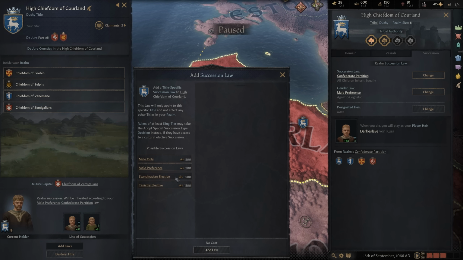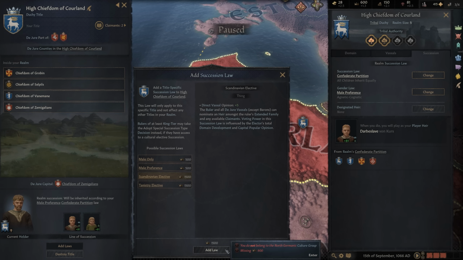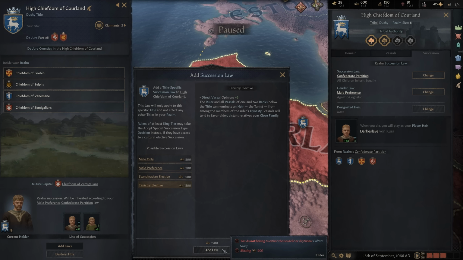And it'll say here, if I click Scandinavian elective, it'll say you do not belong to a North Germanic culture group. You do not belong to Irish or Scottish culture groups, and the other one is for Anglo-Saxons. So you can kind of get around the issue with tribal elections in trying to use this process that could at least guarantee that you get a solid heir coming into your succession.